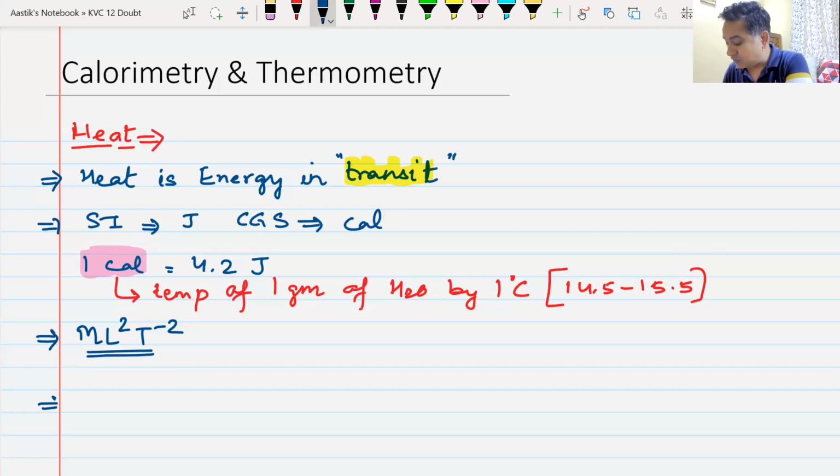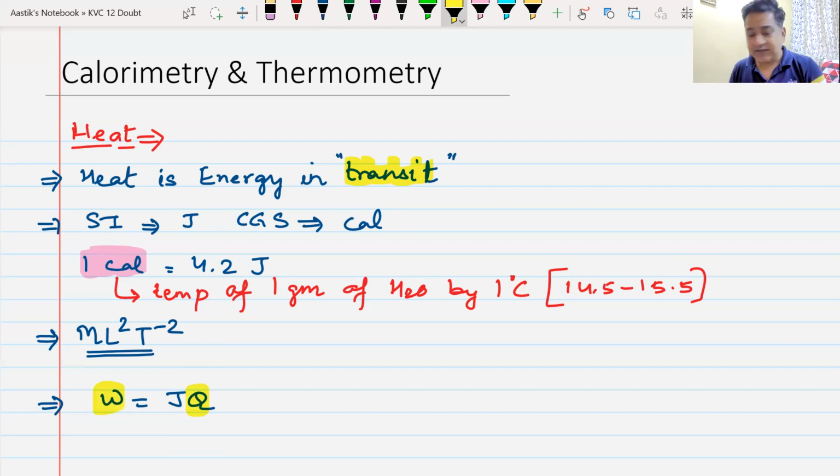And we can use this formula: work is equal to JQ. Do we understand this formula? This W over here is work, this Q here is heat, and this J is known as the mechanical equivalent of heat. Do we understand this? Yes, sir. The value of this J is simply 4.2 joules per calorie.